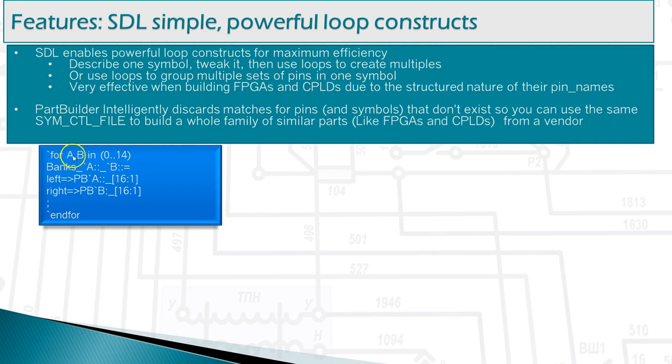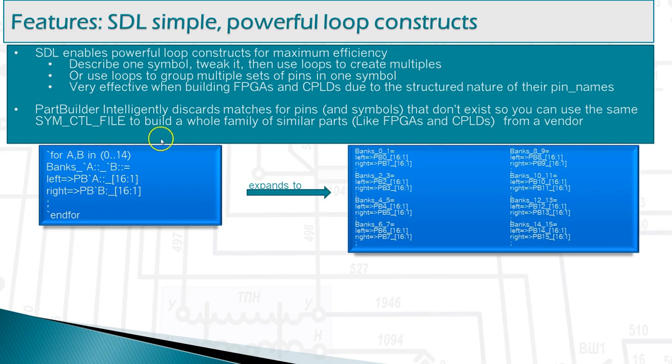In this case, we have a for loop wrapped around the banks A, B equals, and then we have an assignment on the left and an assignment on the right. PartBuilder will expand this, pulling out 2 at a time. It'll pull out 0, 1, then 2, 3, then 4, 5 out of this list, 6, 7, 8, 9, 10, 11, 12, 13, 14, and 15.